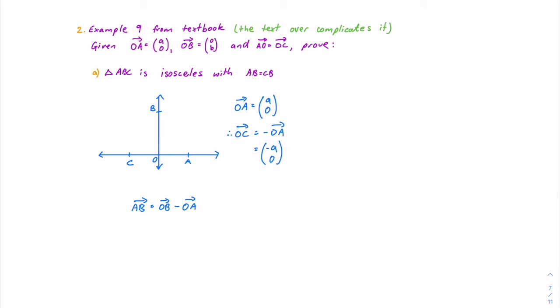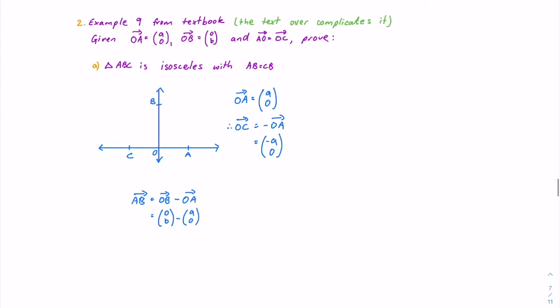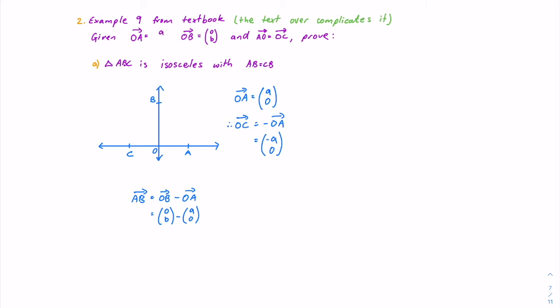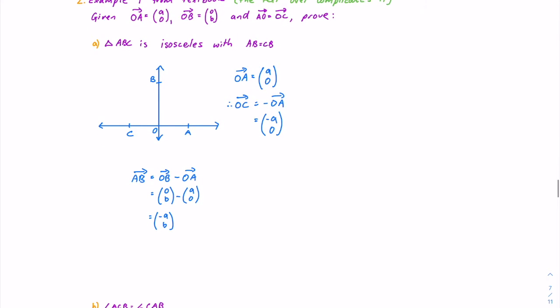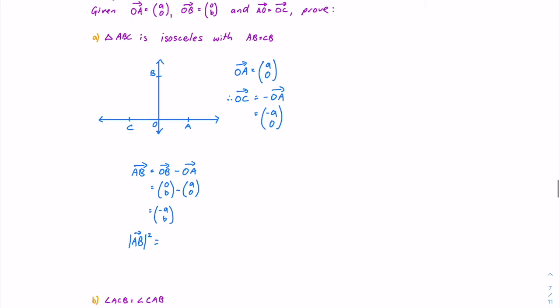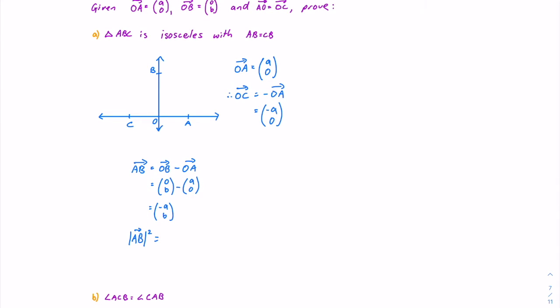So the vector AB, from A to B, is going to be OB minus OA, just from vector subtraction. And I've just put in these matrices as we were given them. So subtracting that, that's negative a, b. So the magnitude of that vector is just a squared plus b squared, magnitude squared, sorry. So a squared plus b squared.